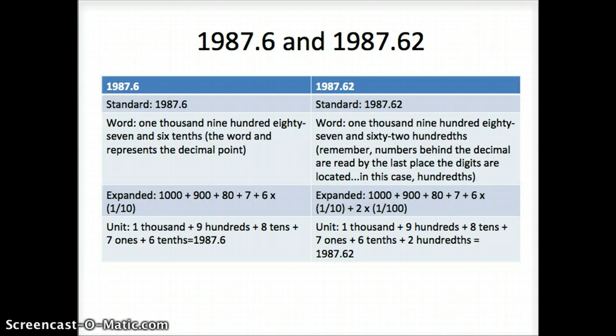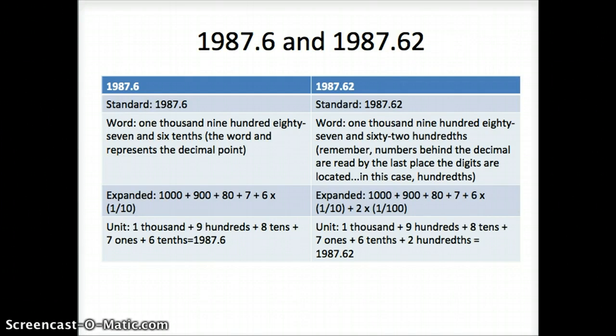Here are two numbers using decimals, 1987 and 6 tenths and 1987 and 62 hundredths. Let's look at the first one. 1987 and 6 tenths. In standard form is written with digits 1987.6. In word form, it is 1987 and 6 tenths. Notice the word "and" represents the decimal point.